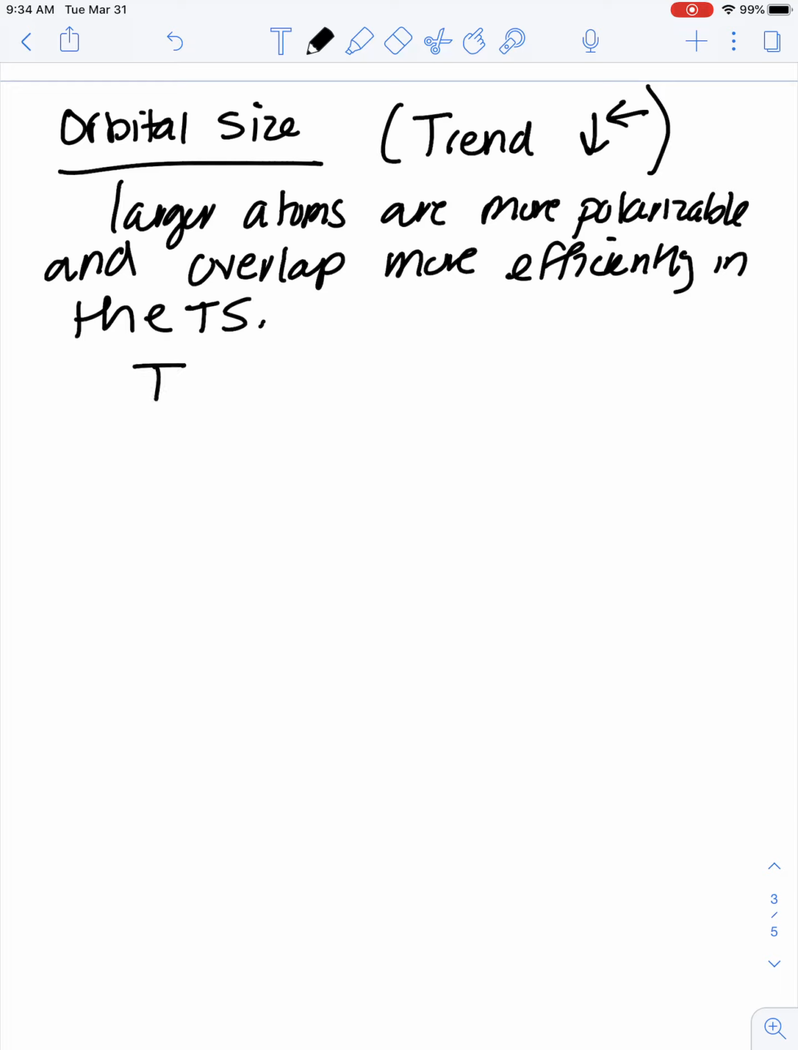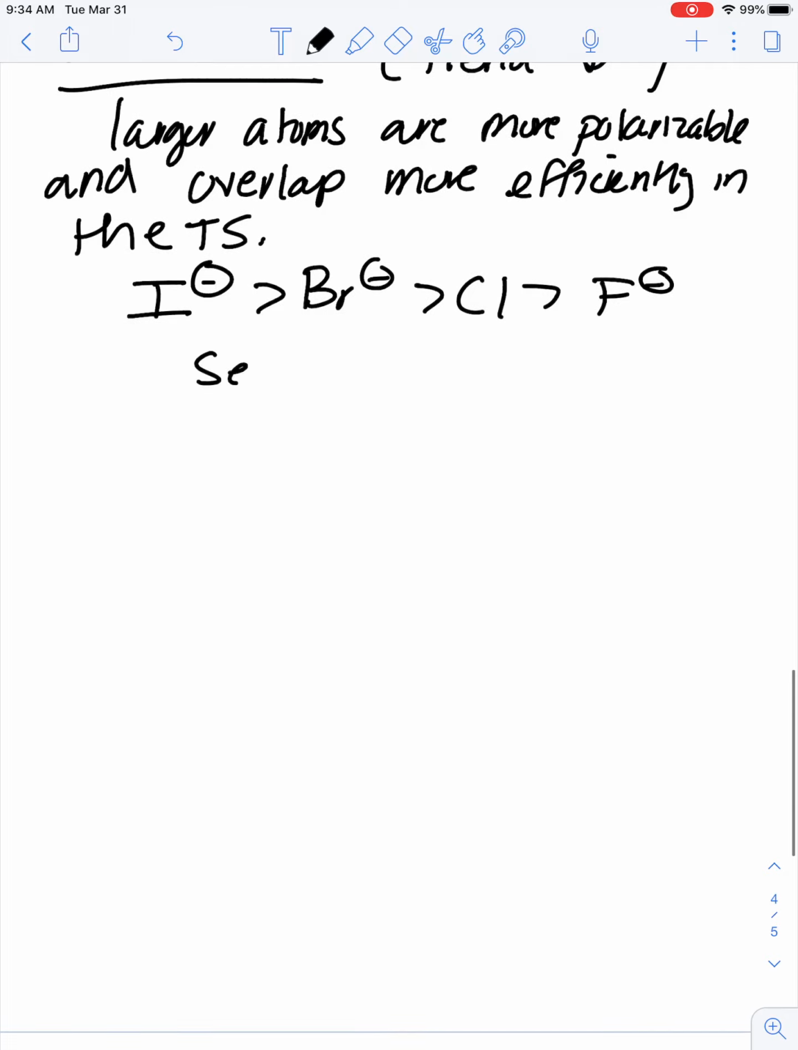So looking at the trend, now we're thinking about going down a column. So again, going down the column, the larger, the better overlap, which is going to make the transition state more stable. Lower activation energy is going to mean it's a faster reaction. So looking at selenium, sulfur, and oxygen, same exact trend. So going down the column, the selenium based is going to be the better nucleophile.